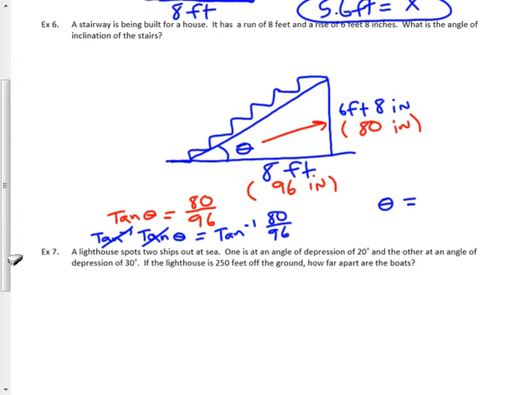And then take the inverse tangent of it, actually do the inverse tangent of 80 divided by 96. So I get 39.81, and we'll round to hundredths. It doesn't specify, but 39.81 degrees would be my inclination of my stairs.